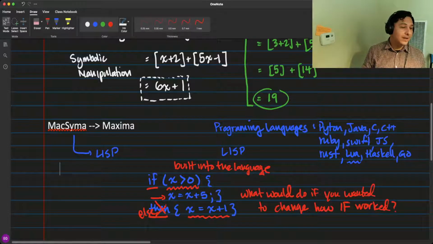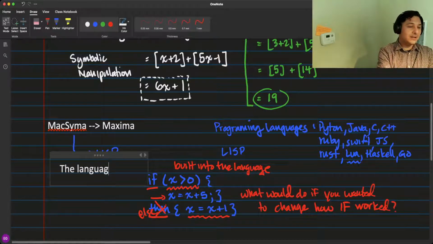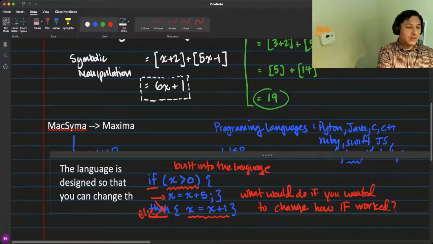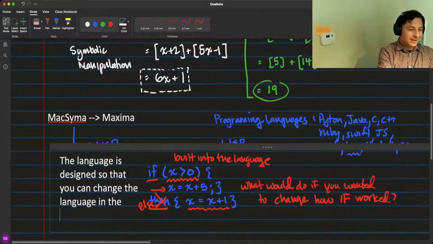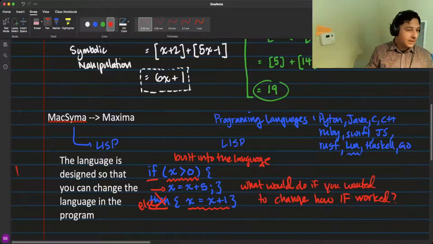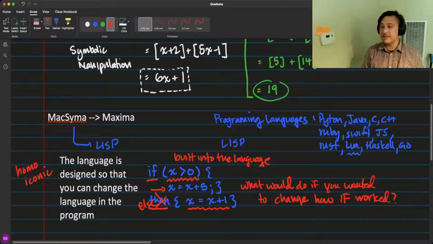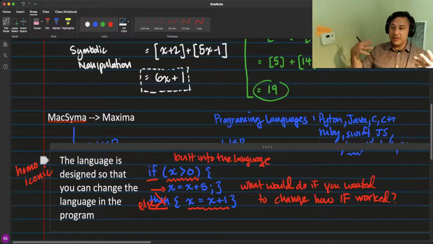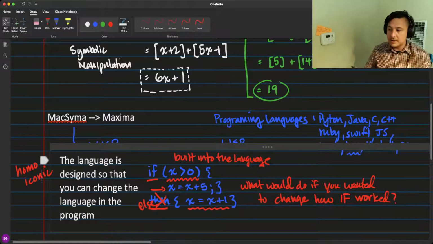you can do whatever you want. The language is designed so that you can change the language in the program. And this fact, it's called being homoiconic. So if you ever take a computer science class, this is called a homoiconic language. Not only do you use the language to give instructions, but the language itself can be used to change the language in the program.